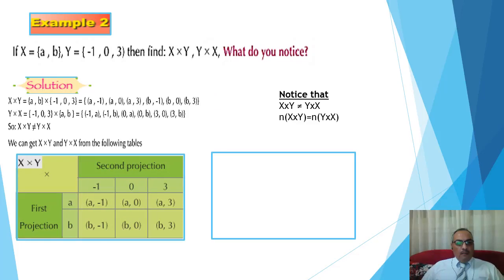X product Y: write in the first column the elements of X and in the second the elements of Y, and make the product, A with negative 1 in the first order, A with 0, A with 3, and B with negative 1, and so on.